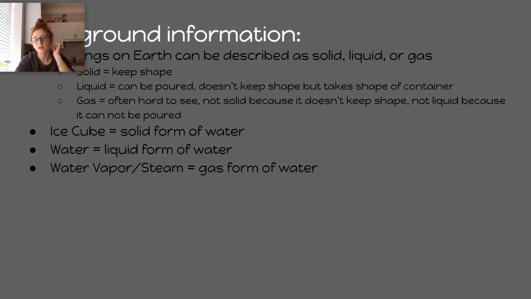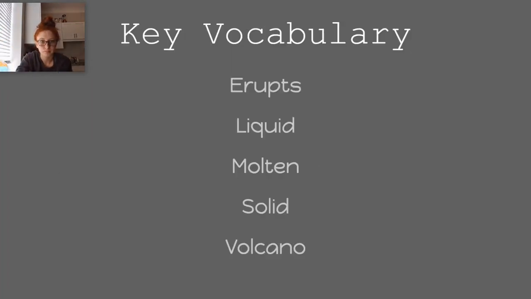So things on Earth can be described as solid, liquid, or gas. Remember, solids are going to keep their shape. Liquid can be poured. It doesn't keep shape, but it will take shape of containers. Gas. Gas is often hard to see. It's not solid because it doesn't keep shape, and it's not liquid because it can't be poured. Okay. So an ice cube is the solid form of water. Water is the liquid form of water. Water vapor or steam is the gas form of water.